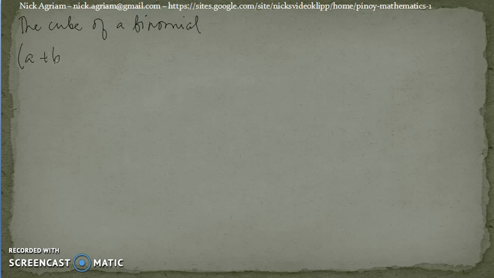The last topic that I will be discussing in the special products chapter, or area, according to the book of grade 8, is the cube of a binomial. It is always like this: a plus b raised to the power of 3, or the cube.